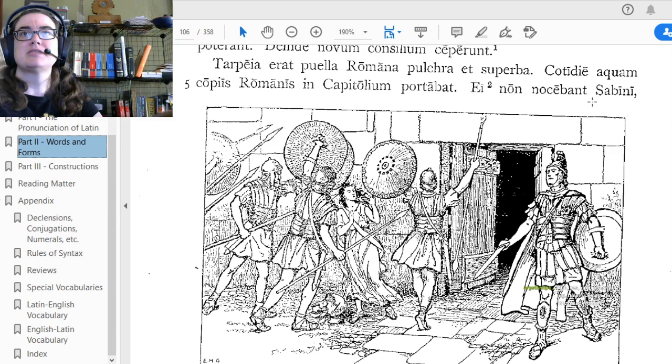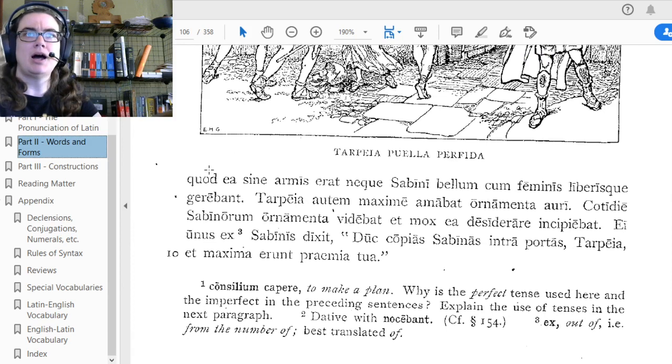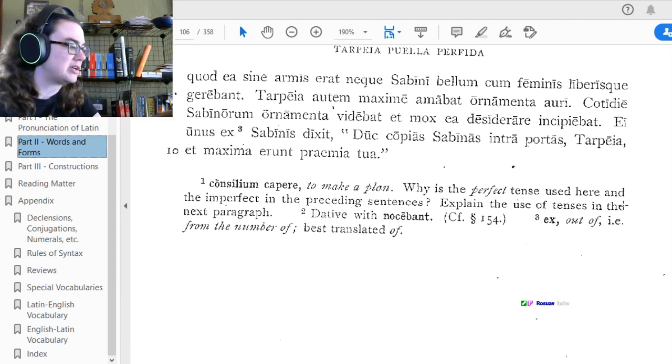The Sabines, sorry, it's pronounced Sabines usually. The Sabines did not injure her, were not injuring her. Again, you don't injure your dative, ei, because she was sine armis, without arms, weapons, that is. And the Sabines did not, nay, wage war, gerebant bellum, with women and children. Right? She could bring water to the troops. They didn't care.